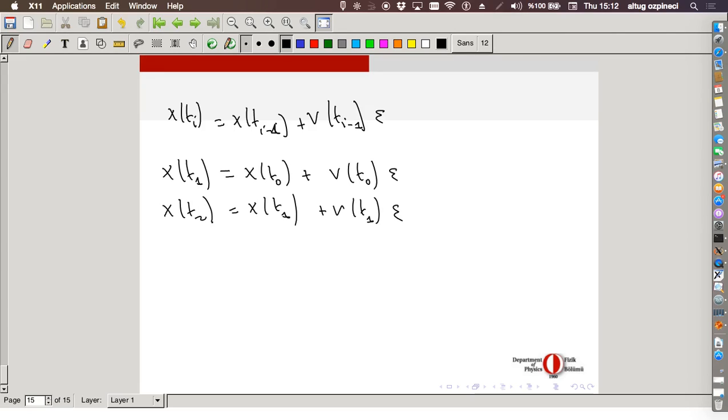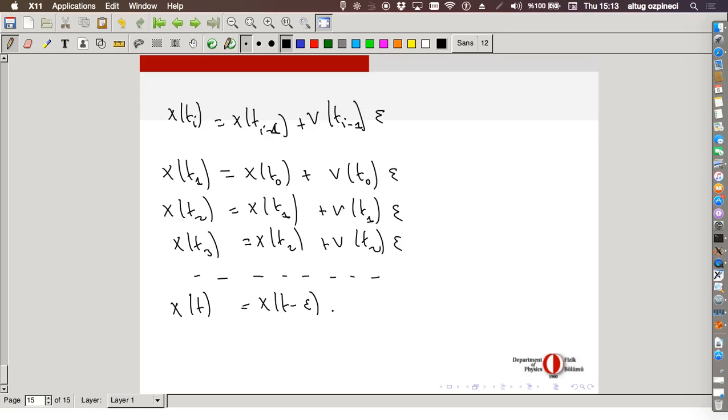Well, I can just keep going. Now I know the point's position at time t2. I know the velocity at time t2. I can calculate its displacement in a time epsilon, and that would give me its position at the next time, t3. I can continue until I reach its position at time t. If I know its position at time t minus epsilon, and I know the velocity at t minus epsilon, I multiply by epsilon, and this gives me the displacement. This sum just gives me its position at time t. Step by step, I'm just following in time how it changes its position.